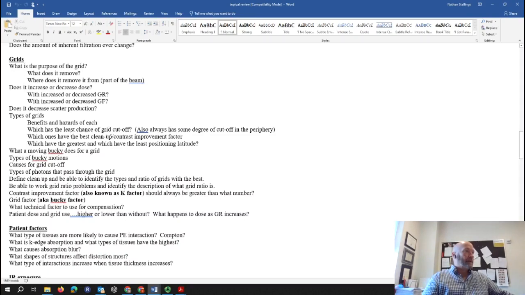So which one has the best cleanup, contrast improvement factor? That would be your crosshatch, focus crosshatch specifically. Which one has the least chance of grid cutoff? That would be parallel. And which one has the least positioning latitude? You have the greatest positioning latitude with parallel. After that comes positioning latitude with a focus grid. The least positioning latitude would be with a crosshatch, and specifically a focus crosshatch.